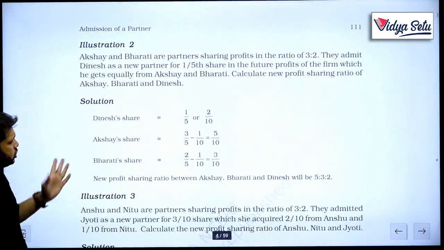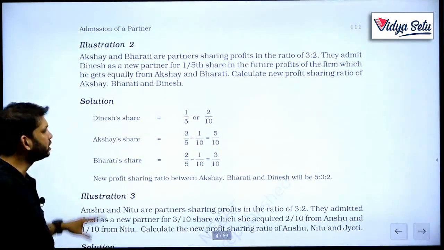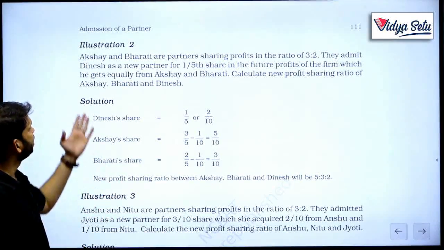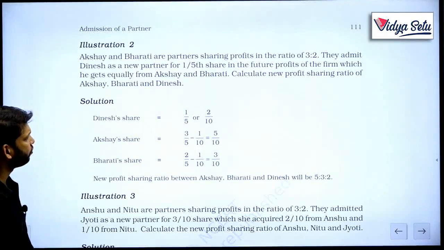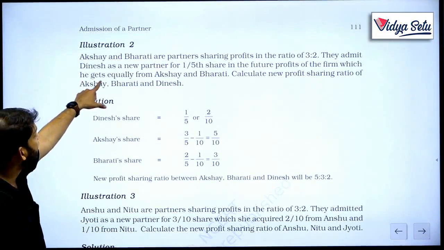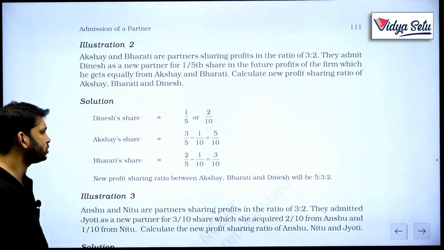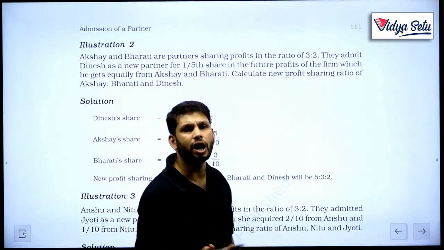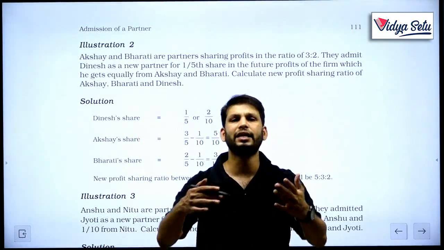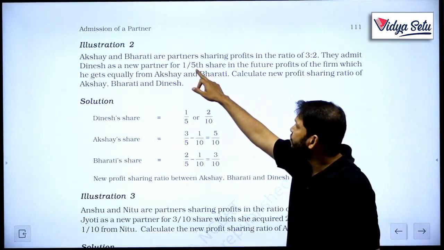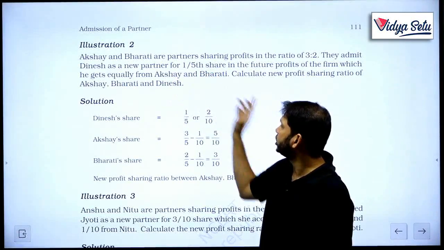Now, other illustrations will be really easy if we have understood this. Let's see. Akshay and Bharti are partners sharing profits in the ratio 3:2. They admit Dinesh as the new partner for 1/5 share in the future profits of the firm, which he gets equally. In our previous question, it was not mentioned how the old partners were sacrificing. But here, they are mentioning that this 1/5 he is taking equally from Akshay and Bharti.